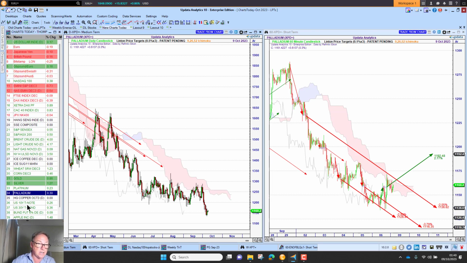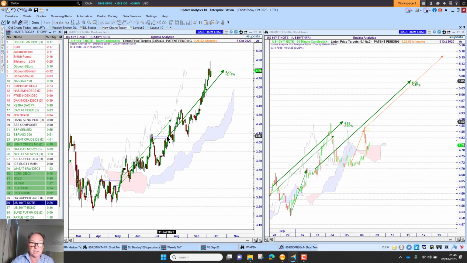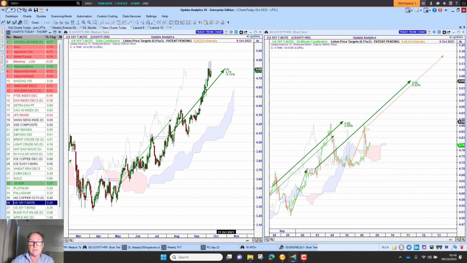Taking a look at US 10-year yields, of course, this has been a big story of late. No big surprises here. This 4.79 target was given back in August. That's been given and met now, and that's where we've got to. If you want to know where yields are going, you've got to look to the short-term charts here. We've got really quite clear, and if we activate this upside target, there's a new target to 5.15%.